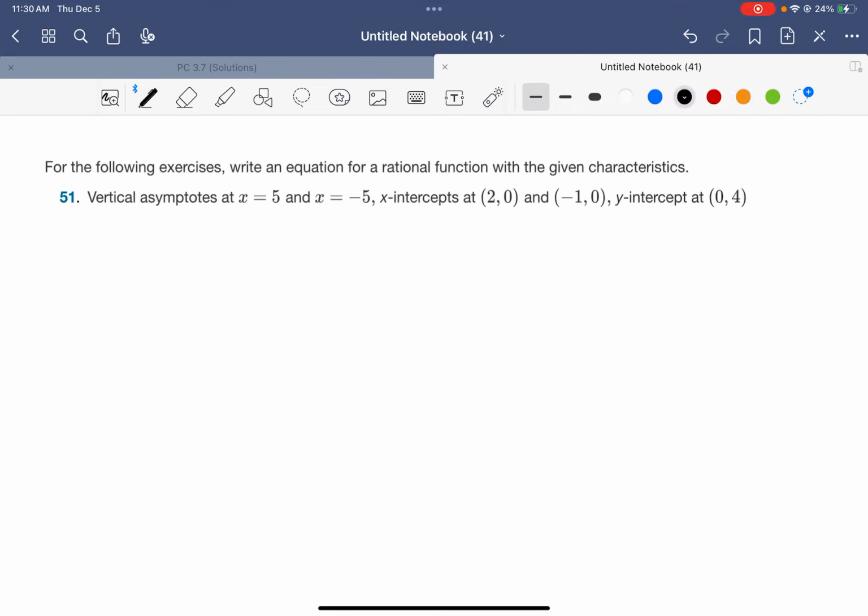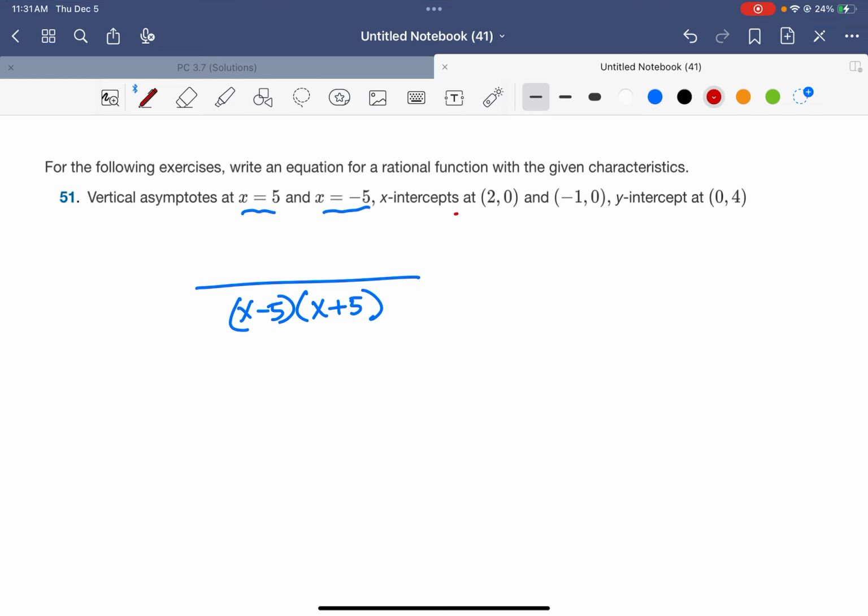Okay, so if I want to write an equation that has the following characteristics, if I've got a vertical asymptote at x is equal to 5, that means in the denominator, that's going to be a vertical asymptote. The associated factor would be x minus 5. If I've got a vertical asymptote of -5, then a factor in the denominator would be x plus 5.